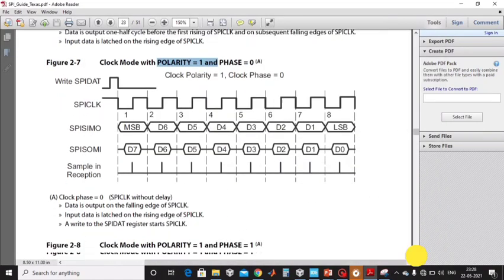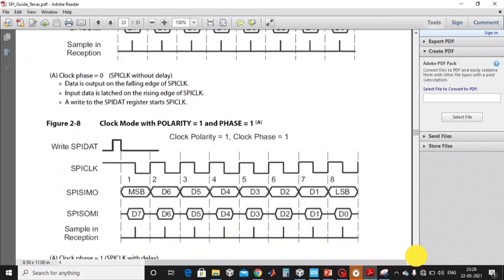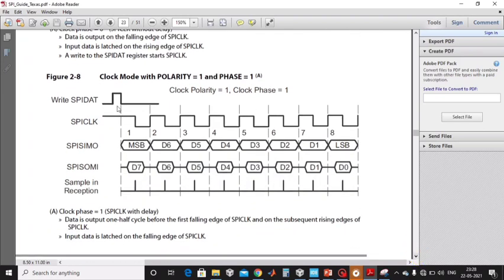Now SPI mode 3. So this is SPI mode 3. SPI mode 3 means clock polarity and phase both are 1.